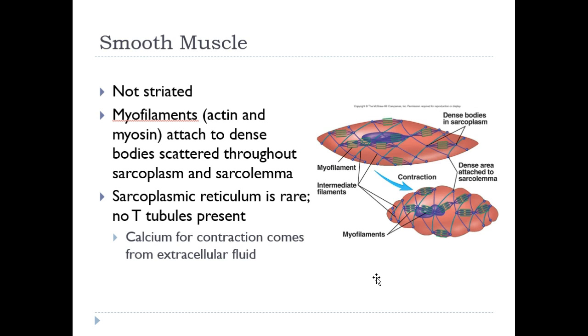Smooth muscle is definitely not striated. Those myofilaments and the actins and the myosins attach to dense bodies, and basically they're going to help with that peristalsis process. That sarcoplasmic reticulum is rare, and there's really no T-tubules here, so the calcium is concentrated and comes from extracellular fluid. So there's going to be an extracellular source where the calcium comes in to help them contract and do everything that they need to do.